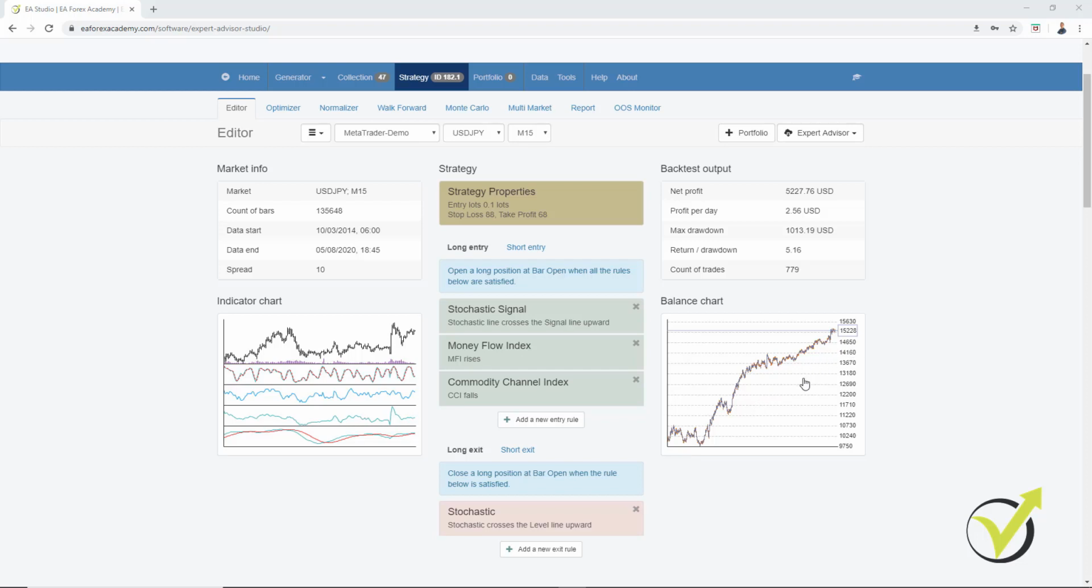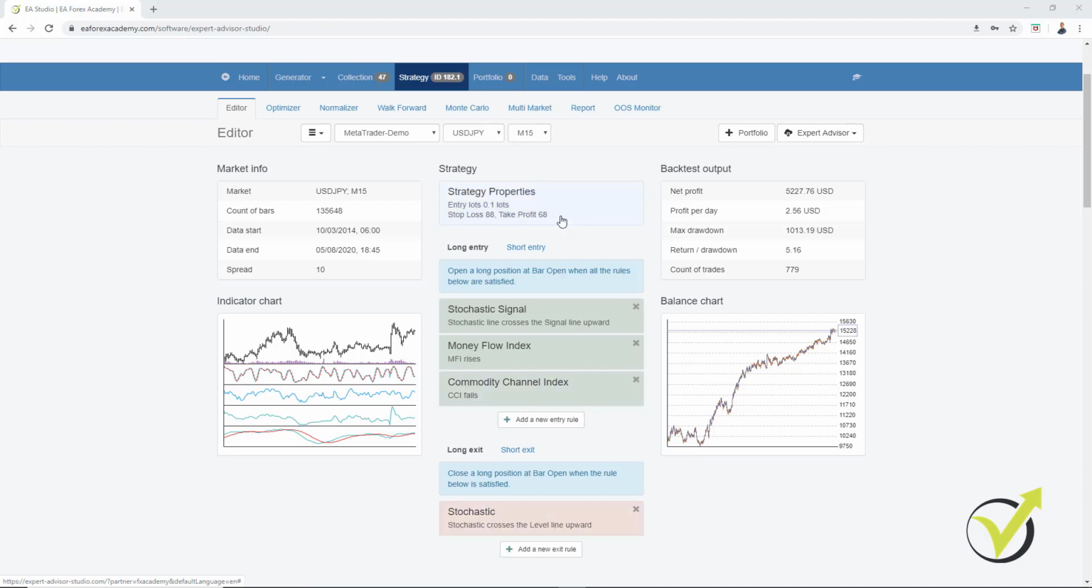We will have a look at the statistics of this stochastic trading strategy in a while, but you can see that this is not just a stochastic strategy, it's much more, because it combines the money flow index and the commodity channel index, or as everyone knows it, the CCI indicator. So these three indicators combined give the entry rule. All of them should confirm the trade before this strategy opens the trade. And we have the stochastic as an exit condition.